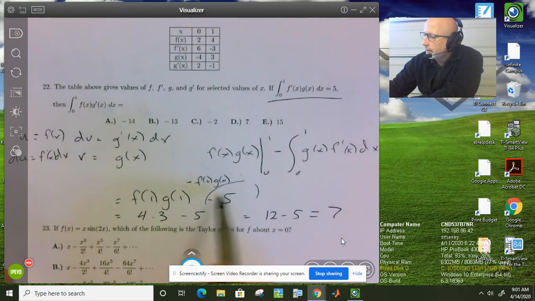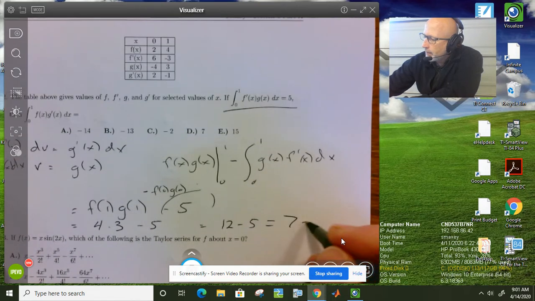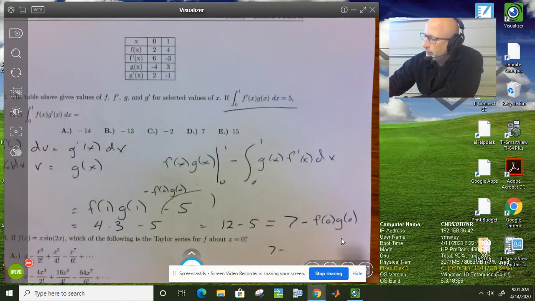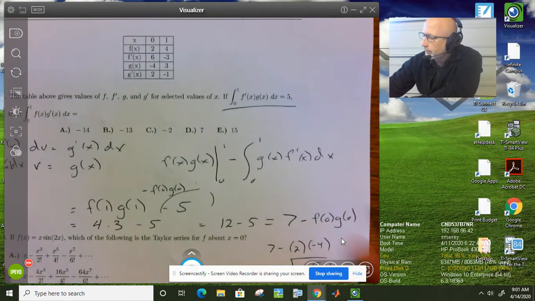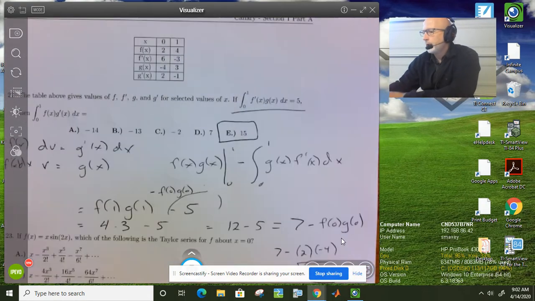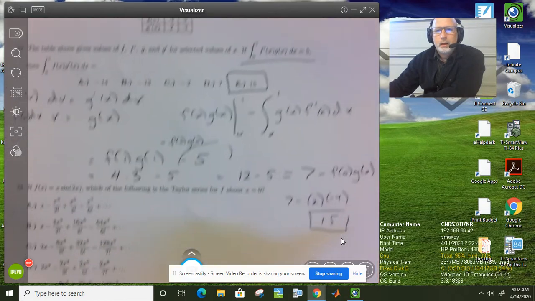Okay, so I still need to take this away. So this would be minus f of 0, g of 0. So 7 minus f of 0. F of 0 is 2. G of 0 is negative 4. So you have 7 plus 8 is going to give me 15, which is the correct answer. Okay, it wasn't 7 from before. So 15. Okay? Sorry about that.